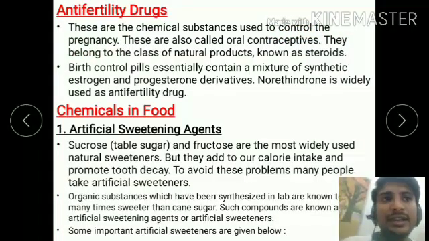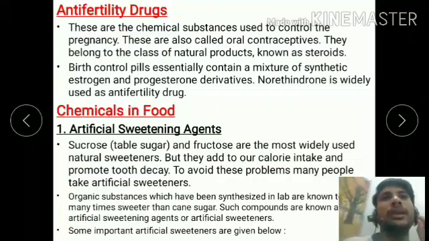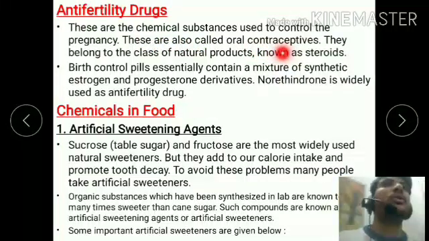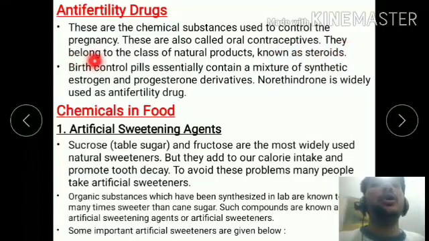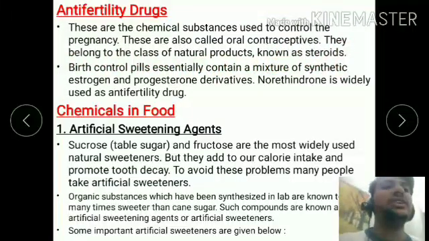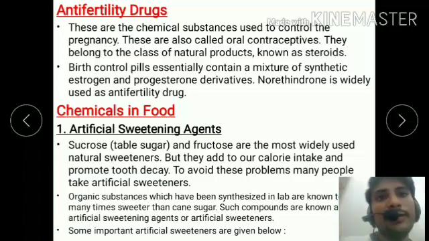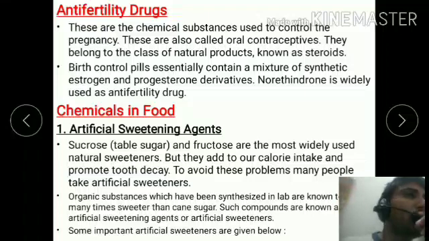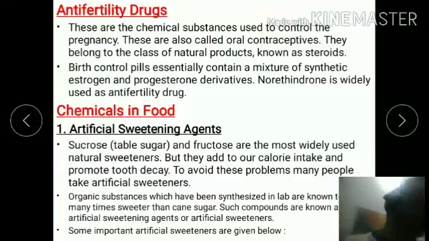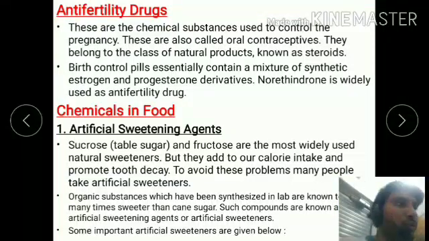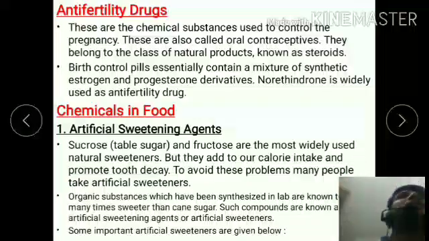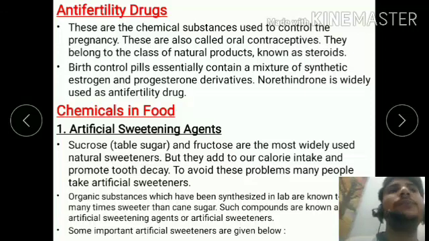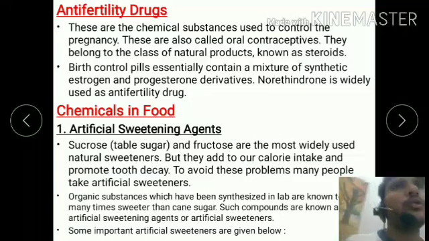The i-pill is a medicine used to stop pregnancy, and these are also called oral contraceptives. They belong to the class of natural products known as steroids. A woman secretes two hormones, estrogen and progesterone. Estrogen and progesterone maintain the secondary sexual growth of the woman, and they also produce the ova from the ovary.